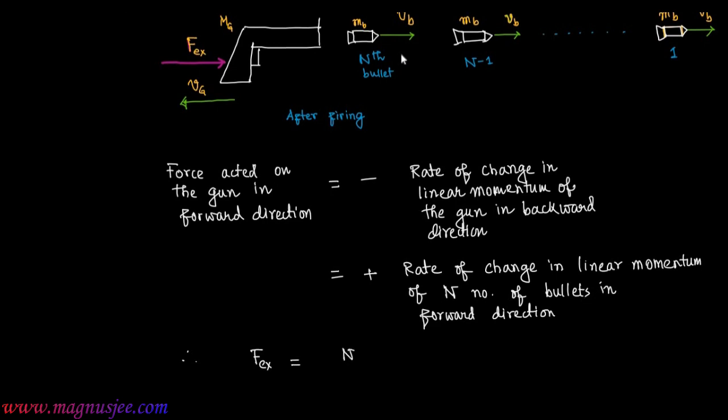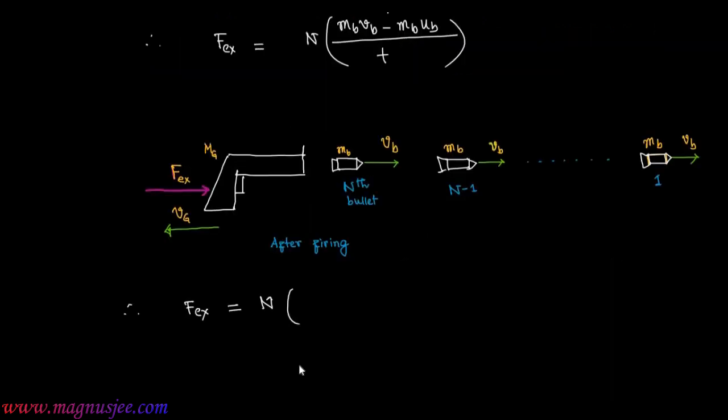Therefore Fex is equal to capital N (mb vb minus mb ub) divided by t, where vb is the final velocity of each bullet after firing, and ub was the initial velocity of the bullet before firing, which is 0. Therefore, Fex is equal to N mb vb divided by t. Since ub equals 0, the bullet was at rest inside the gun before firing, that's why ub is 0.